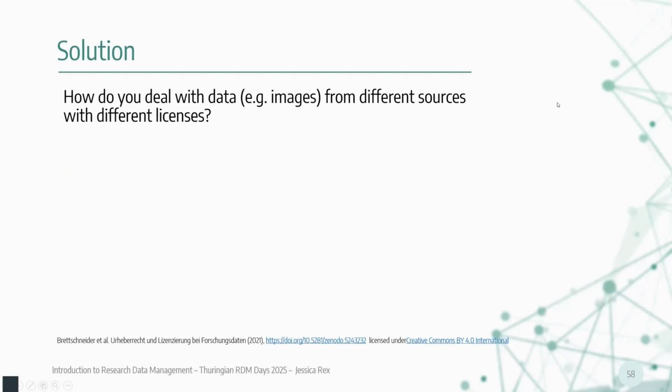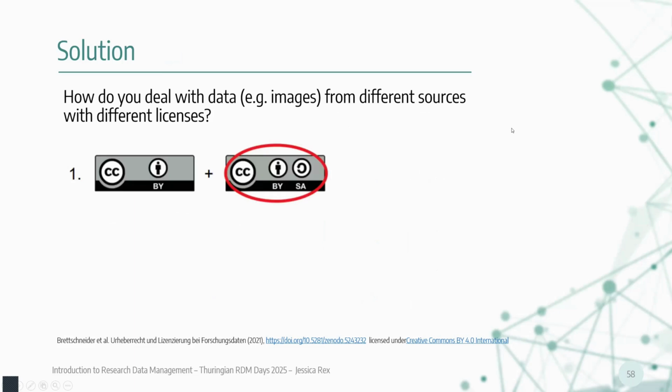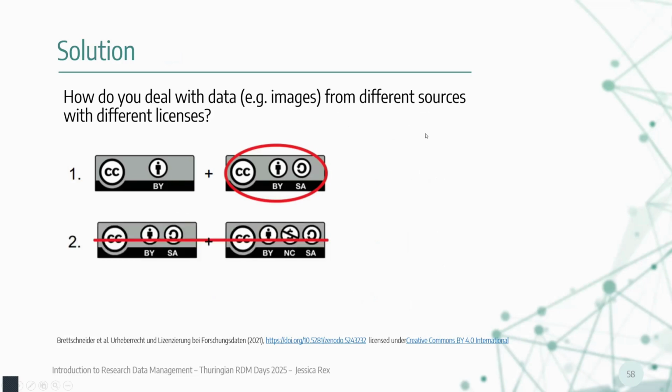I want to give you the solution to this. So how do you deal with data from different sources with different licenses? The first one will be a combination of CC BY, so attribution, and CC BY share alike. This one would work. Number two, CC BY share alike and CC BY NC share alike, would not work. Does anyone know why this would not work? Can you understand why that would be a problem?